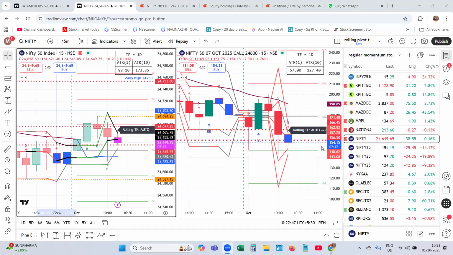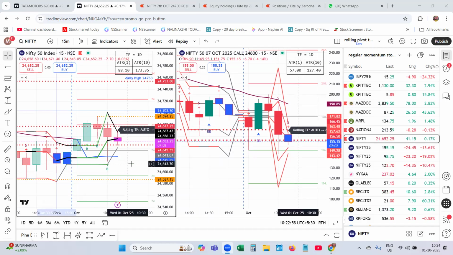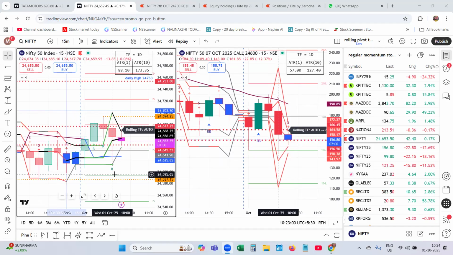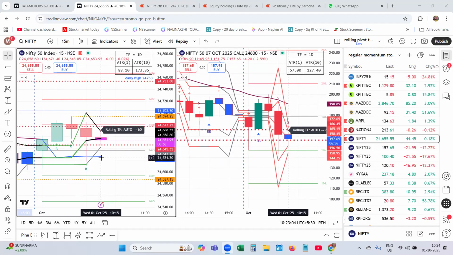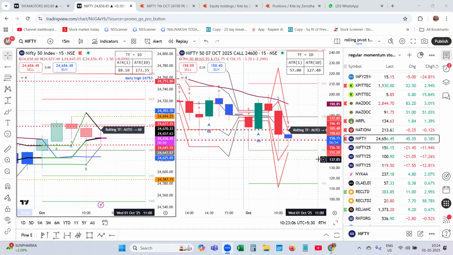Very good morning, friends. I am recording live to show you the disparity between the underlying Nifty and the call option. In Nifty, you are seeing buy signals and it is above the Gann HiLo. Whereas in the same 24,600 call option, you are seeing there is disparity. The signals are all red.